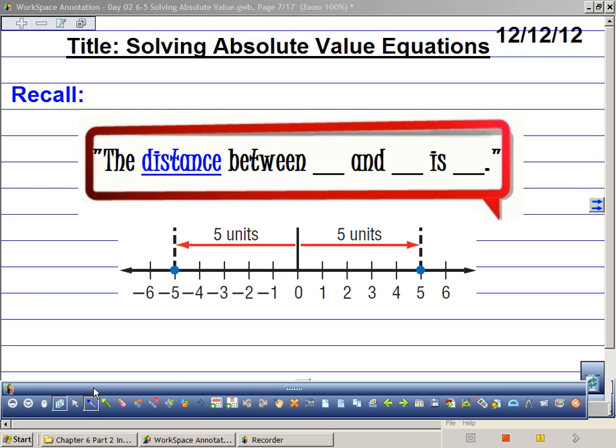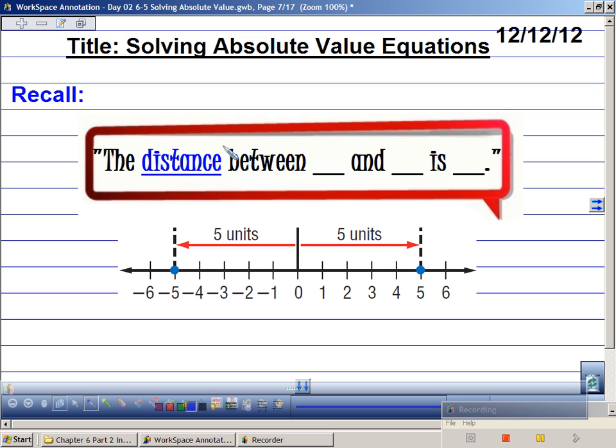Okay, so we're going to continue our discussion about absolute values. So let's recall what we learned yesterday. Yesterday, who can read this sentence to me based on what this number line says? Anybody brave? Cassandra. Good job. The distance between x and 0 is 5.